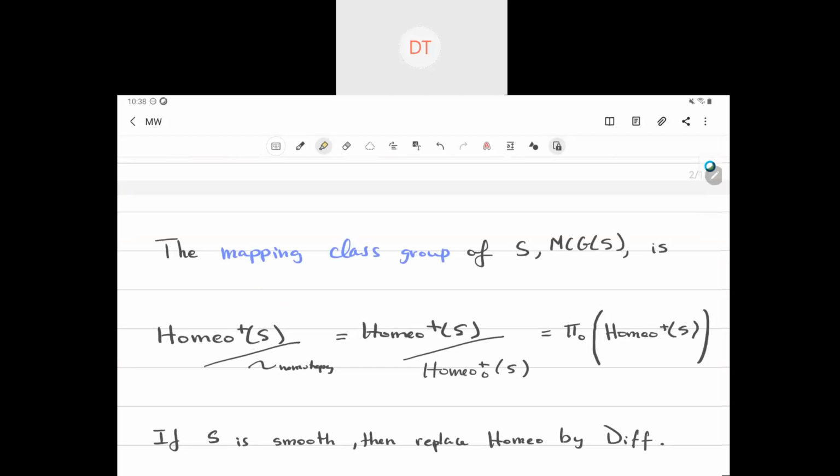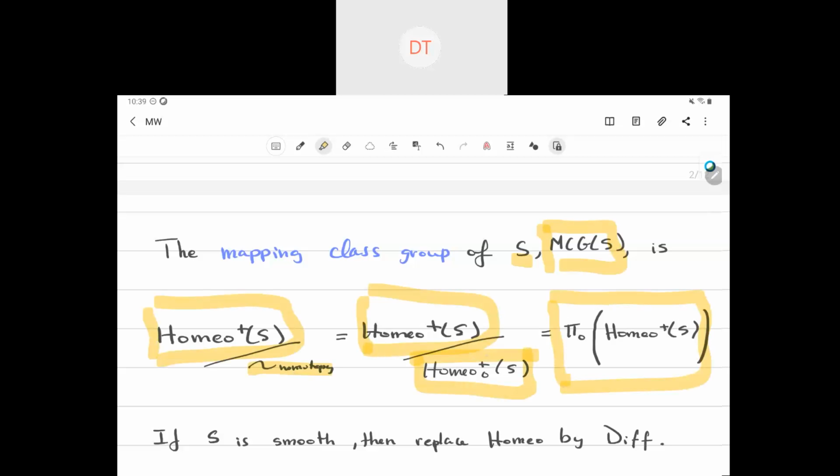So the mapping class group of a surface S, which we will denote MCG of S, is precisely what I told you. We take the maps and we mod out by homotopy, or equivalently, we take the maps and we mod out by this component of the identity. Or another way to write it is as pi zero of homeo plus, which is the same. We know that at least these two are clearly the same thing. Okay, so all of these notations work for the mapping class group.